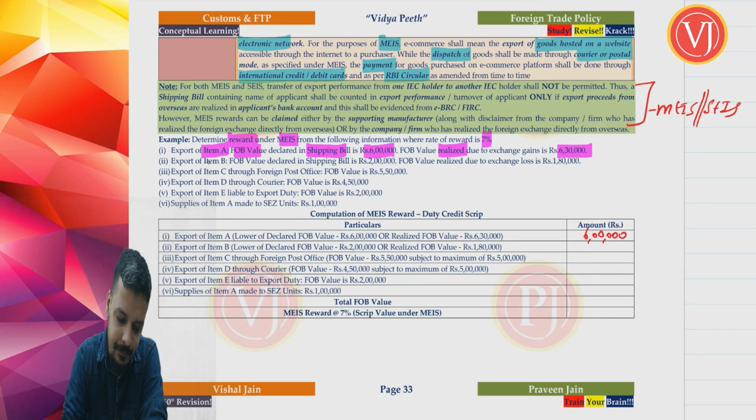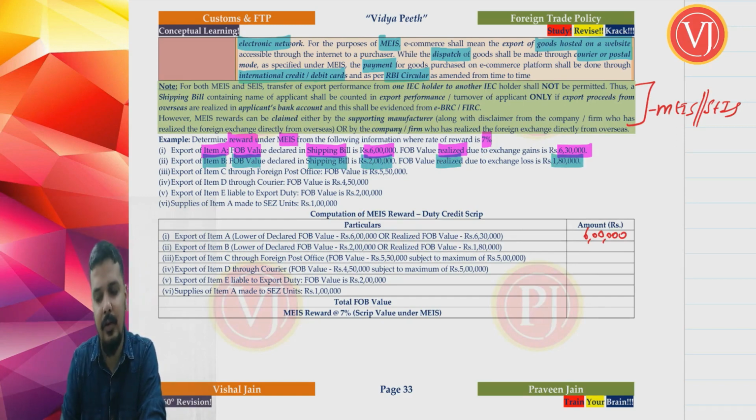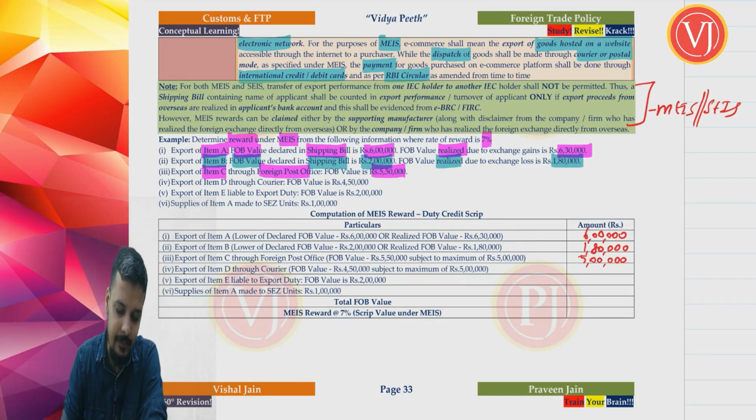Item B, FOB value declared in shipping bill is 2 lakhs, and what I have realized is 1,80,000 due to exchange loss. Right. So what I will take is whichever is lower, 1,80,000. Now next point, item C, through foreign post office, FOB value is 5,50,000. Though it is 5,50,000, what is the limit for your MEIS script when it is exported through post or courier? I will stop only at 5 lakhs.